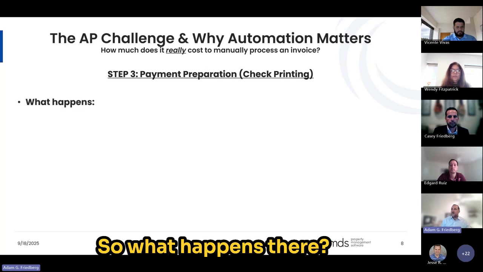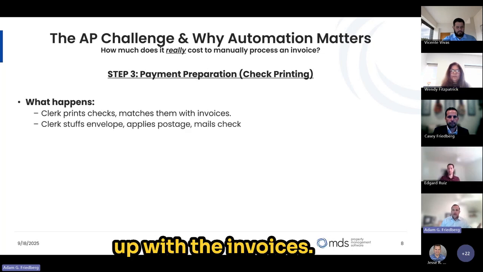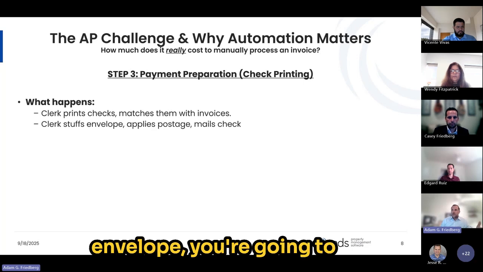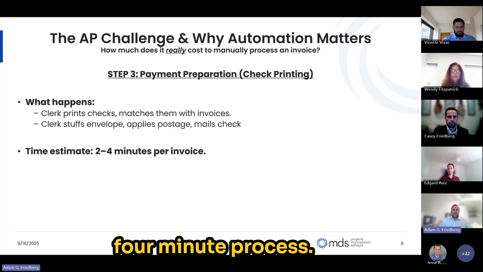So what happens there? Somebody's going to print the check. If they're doing it manually in the office, you're going to match them up with the invoices. You're going to stuff the envelope. You're going to apply the postage, and you're going to mail the check. Again, that's a 2 to 4 minute process.